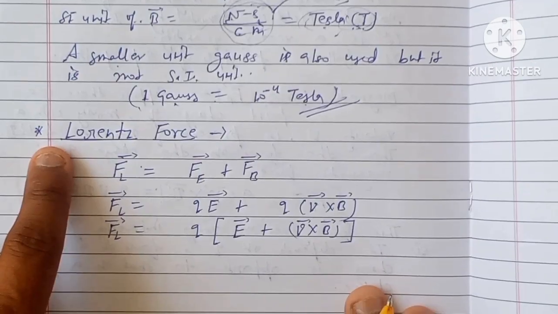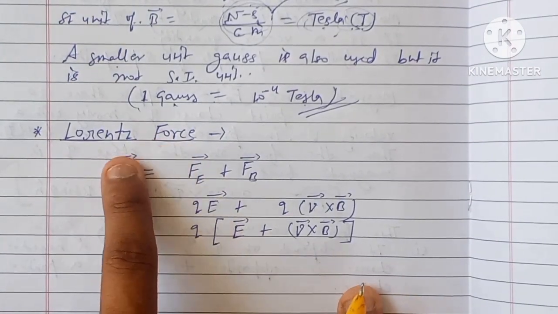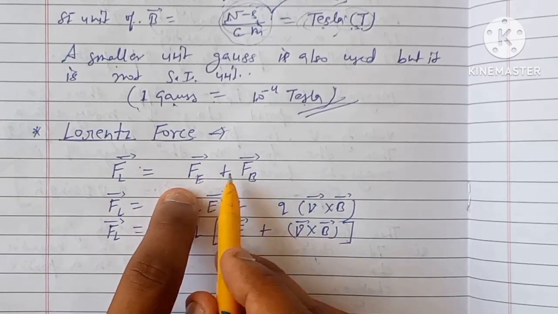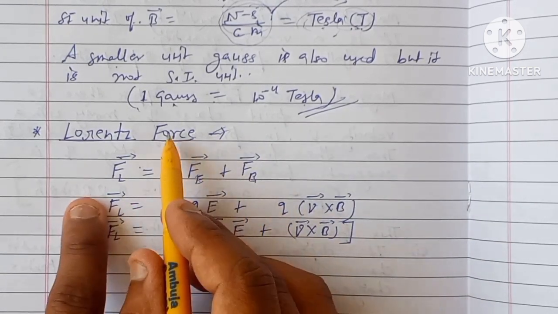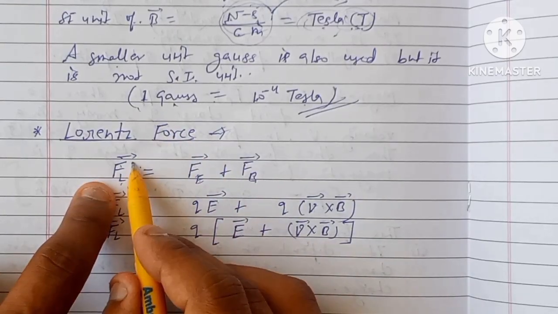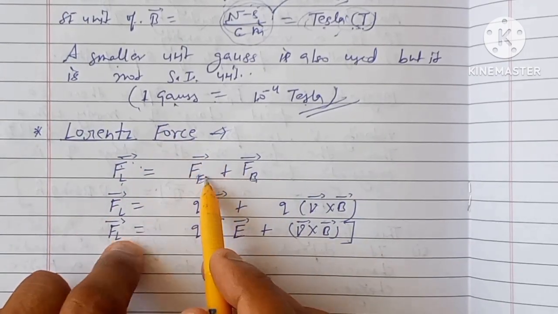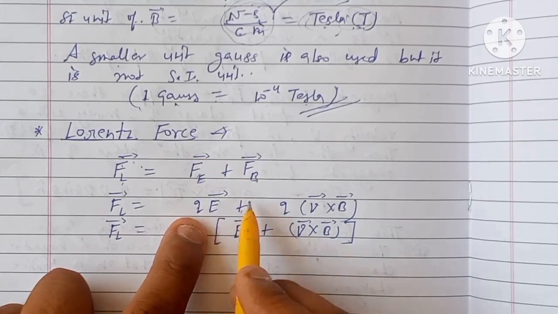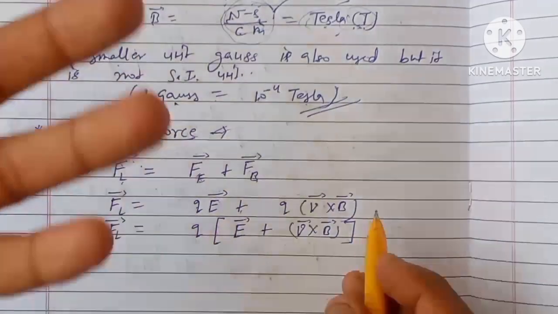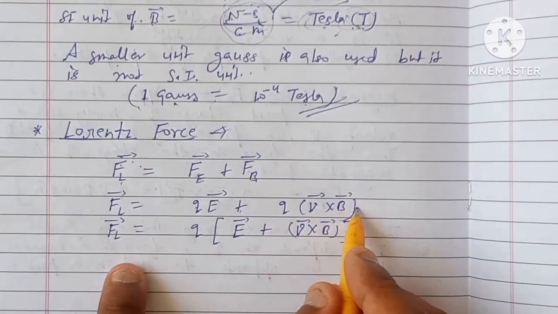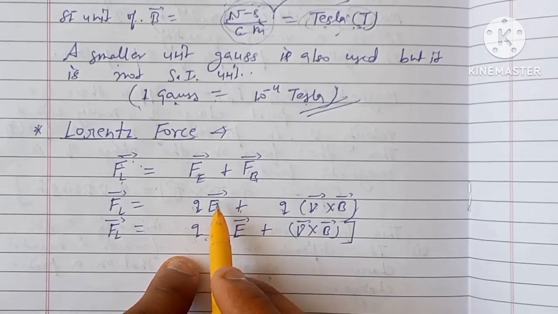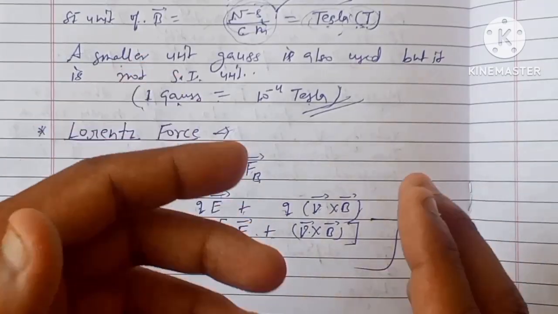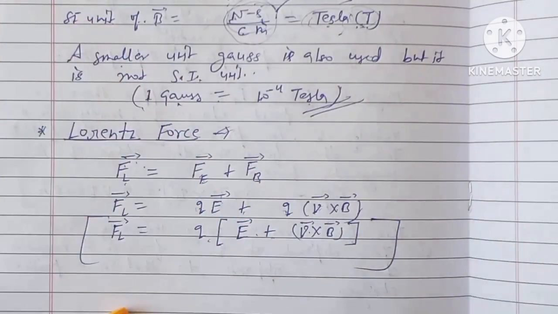Now coming to another point, that is Lorentz force. So what is this force? Lorentz force is basically the vector sum of both the electric force and the magnetic force. This force, the Lorentz force, is represented by F_L vector. Since we know that the electric force is qE plus the magnetic force we have discussed already, that is q V × B, if I take q common from here, I will get E plus V × B. This is your Lorentz force. Lorentz force is the vector sum of the electric and magnetic forces.